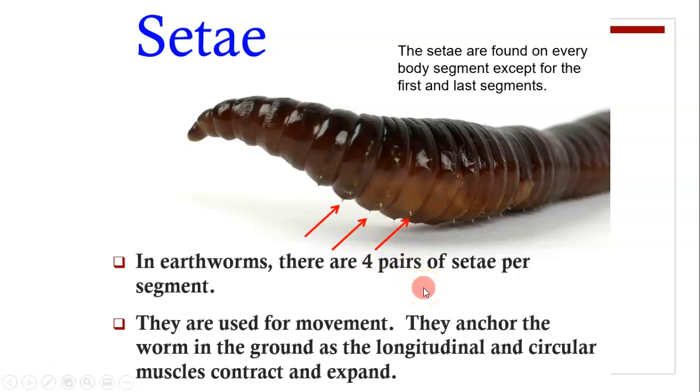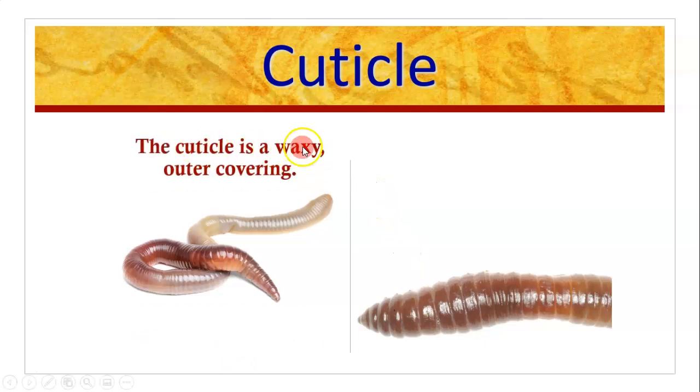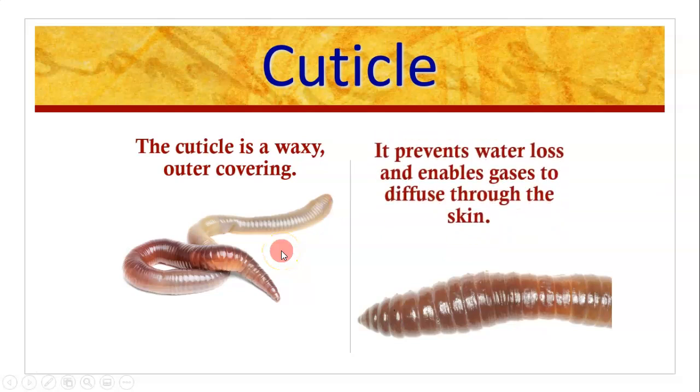So that's how it aids the animal in movement. Now the cuticle, and what the cuticle is, it's a waxy outer covering on the worm. And this is very important for the worm, and we'll talk about how they breathe here in a second, because the cuticle is actually an important part to that. But it's important because it prevents water loss. It also helps gases to diffuse through the skin, so it helps its respiration.